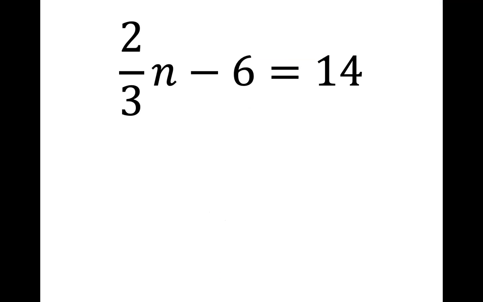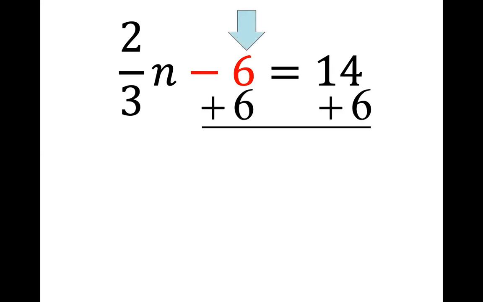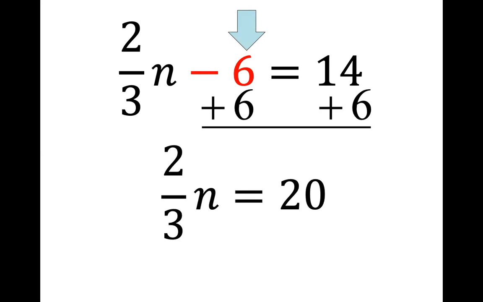Lucia, which one are we going to get rid of first? Or what two numbers do I need to get rid of? Negative 6 and 2/3. Which one do you want to get rid of? Negative 6. Nobody wants to mess with fractions, right? Absolutely. Let's get rid of this negative 6 first. We do that by adding 6 to both sides. Okay? 14 plus 6 is 20. Now we get rid of 2/3.